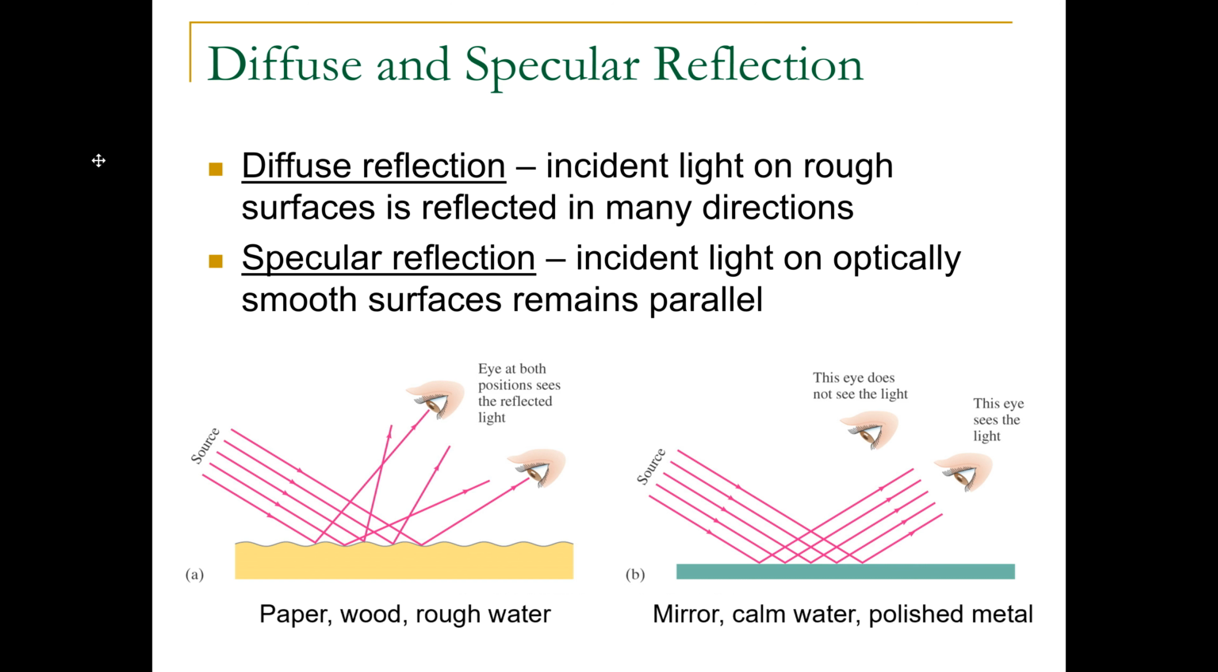So keep in mind the main difference between diffuse and specular reflection is how the light reflects off the surface, and how you would tell is just by whether or not you see the object or if you see a reflection. When you're looking at paper, you see the paper. When you're looking at a mirror, you don't see the mirror, you see something else being reflected in the mirror.